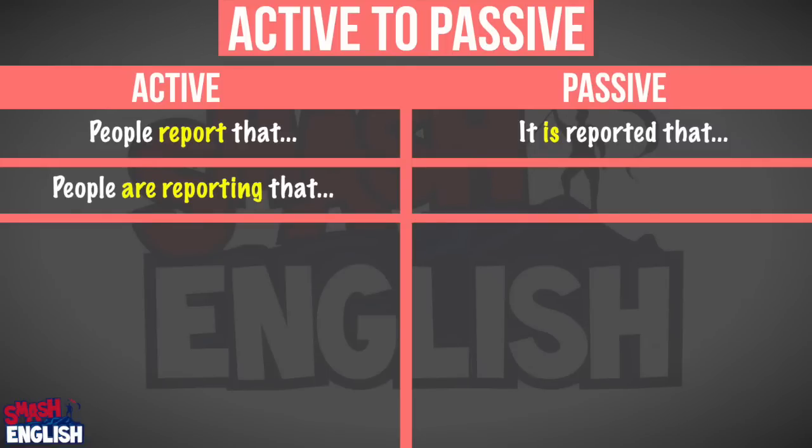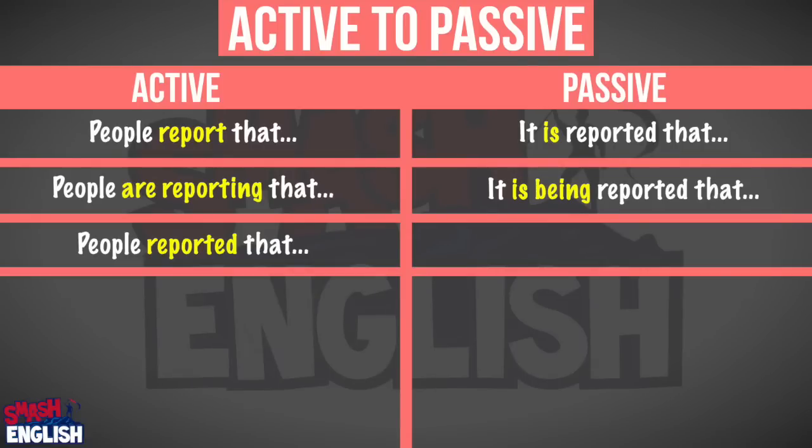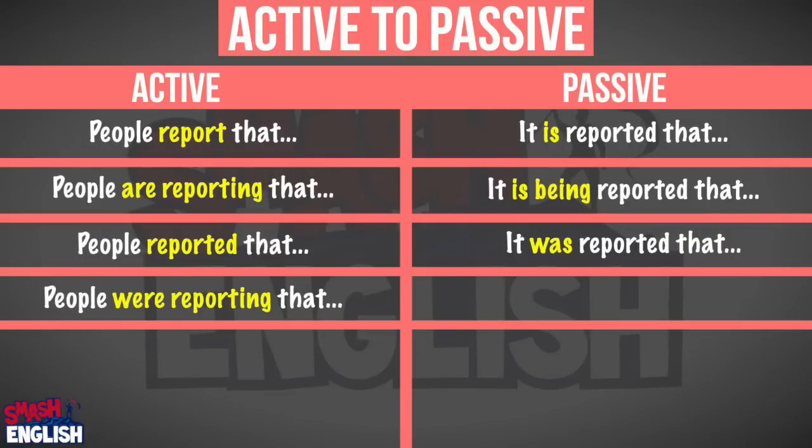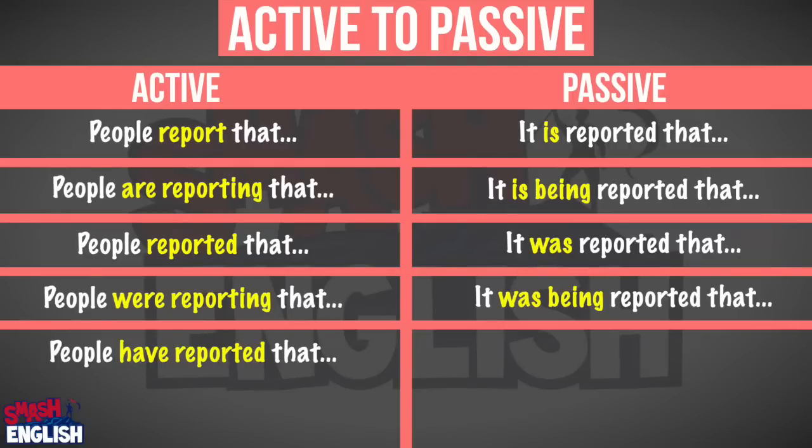People are reporting that becomes, it is being reported that. People reported that becomes, it was reported that. People were reporting that becomes, it was being reported that. People have reported that becomes, it has been reported that, and so on. It is like any other passive structure. You change the tense by changing the form of the verb to be.